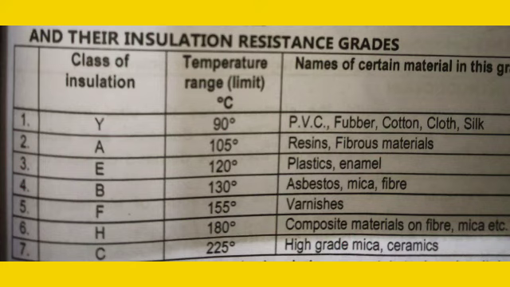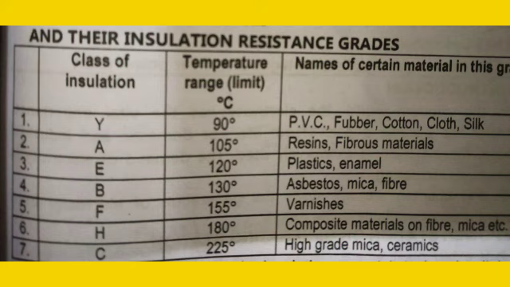In class Y, the temperature range is 90 degrees and the materials are PVC, fiber, cotton, cloth, silk. Now in class A, the temperature is 105 degrees. They have given the materials which come under class A: materials like resin and fibrous materials. Now class E insulation, temperature is 120 degrees. Plastic and enamel come in this grade. Now class B, the temperature is 130 degrees. Asbestos, mica and fiber come in class B.